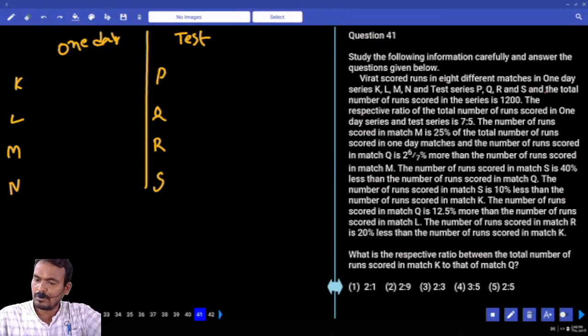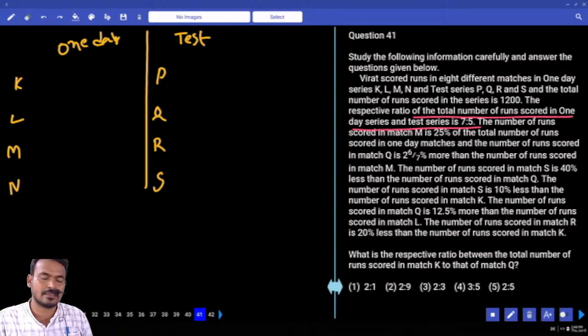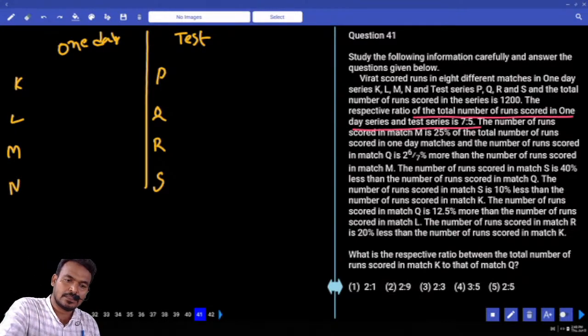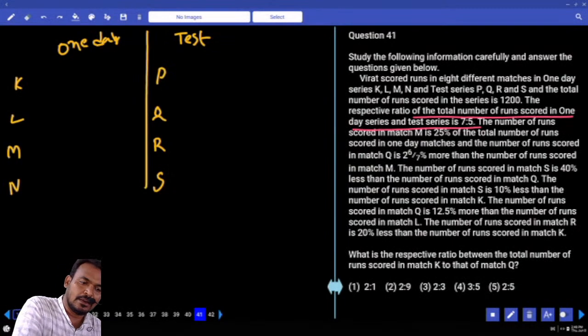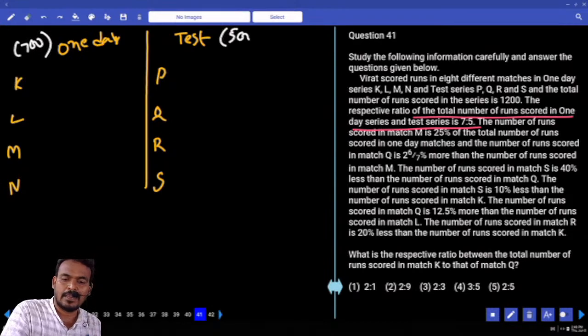The total number of runs scored in the series is how much? 1200. The 1200 is the one day and test value together. The ratio of the total runs scored in the one day series and test series is 7:5, total 12 parts. Then 7 parts are 700. ODI series is 700, and the test series is 500.